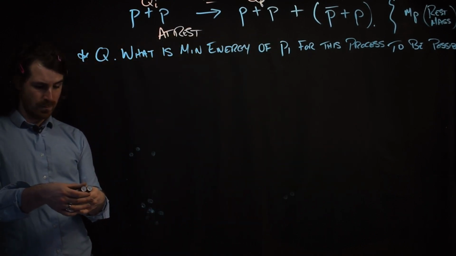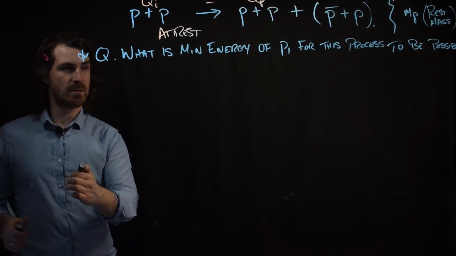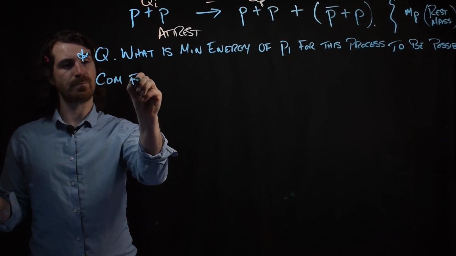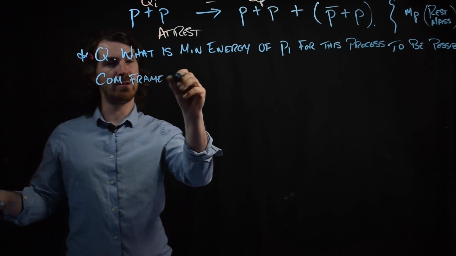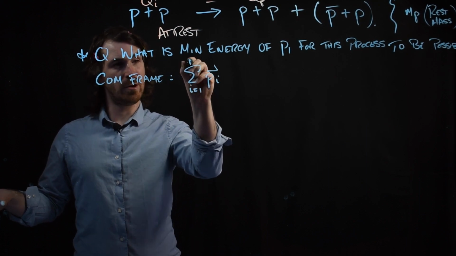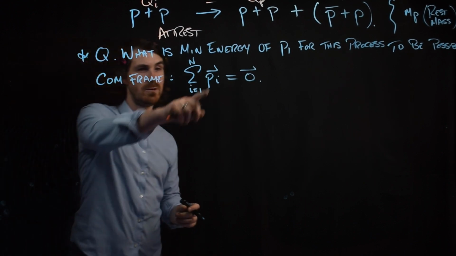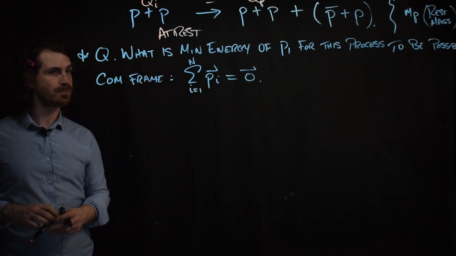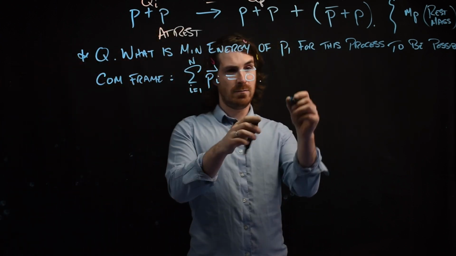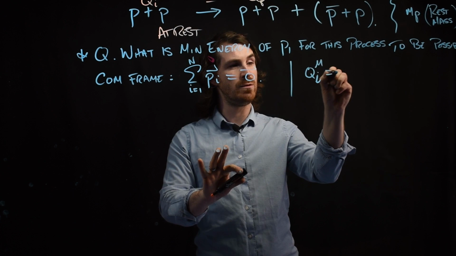So it turns out that in these collision type problems, there is a very helpful frame, and it's the center of momentum frame. And it's defined as the frame in which the sum of all the three-momenta of all the n particles is 0. And it's 0 as a vector, so it's 0 in all components, x, y, and z. So we can work in the center of momentum frame. We have that the initial four-momentum equals the final four-momentum.